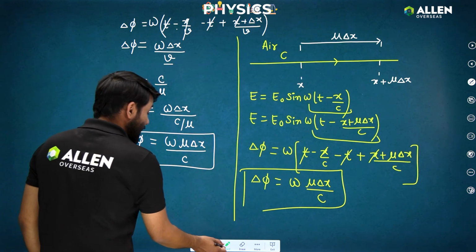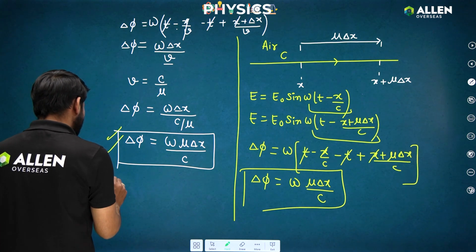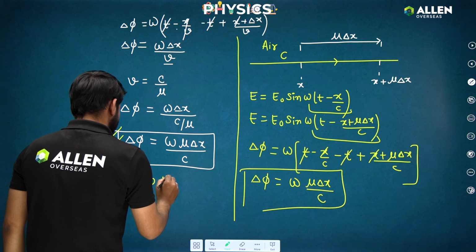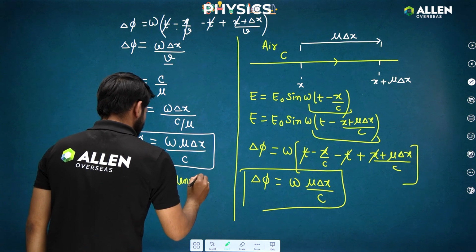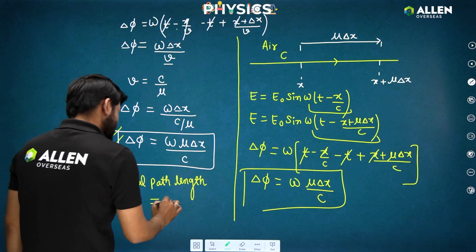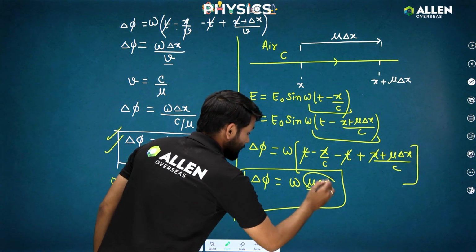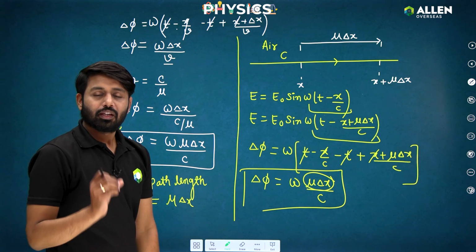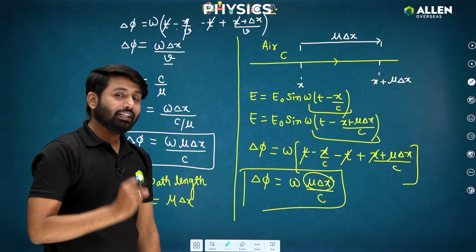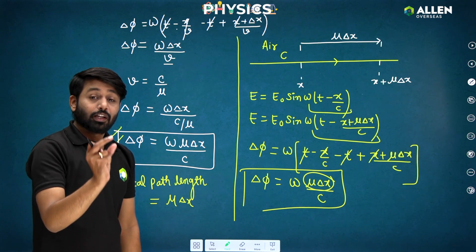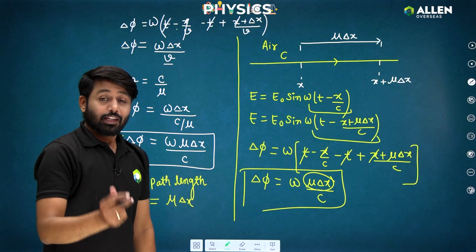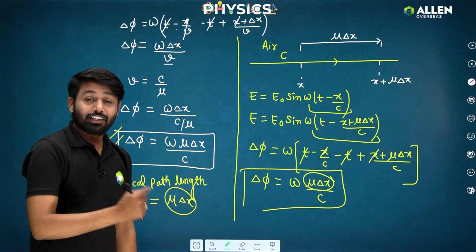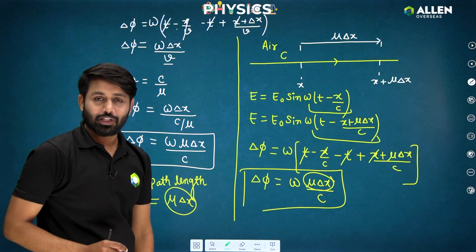So our optical path length is mu times delta x, right? Sir, what does it mean? It means if light is traveling delta x distance in the medium, then for the same phase difference in the air or vacuum, it has to travel mu times delta x distance, a little bit more than in the medium. So this is our optical path length.